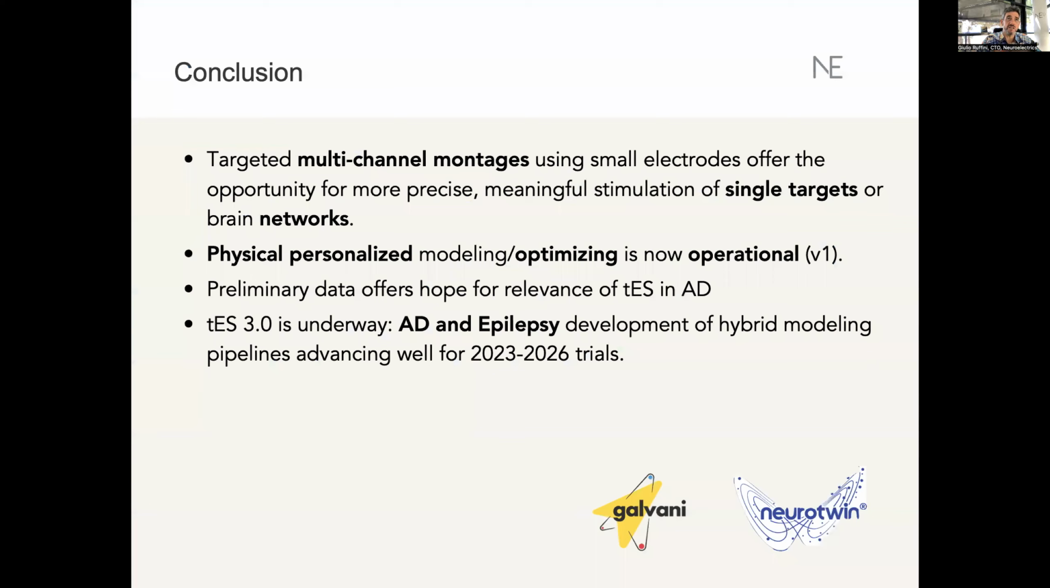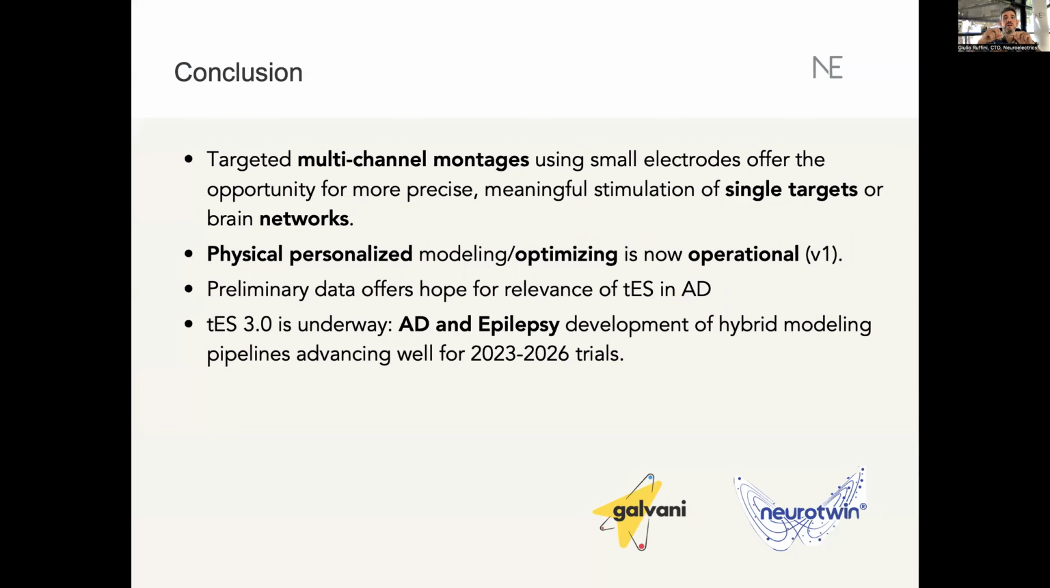And to close, again to summarize, using multi-channel montages with small electrodes offers the opportunity for more precise, meaningful stimulation, both of single targets or brain networks. There is also the physics aspect of optimization and personalization. The physical Neurotwins are now operational in our clinical trials, and we also do this for interested researchers.